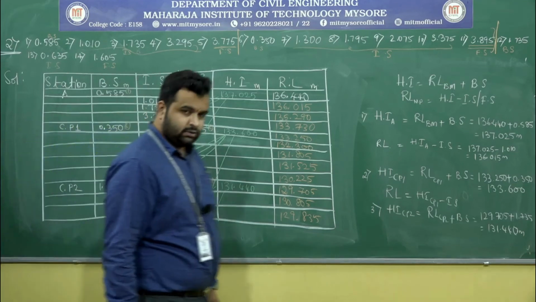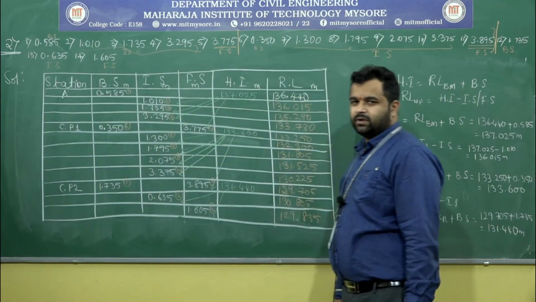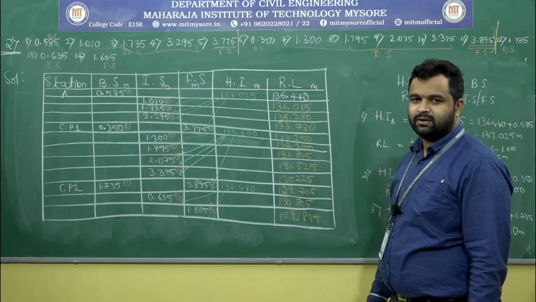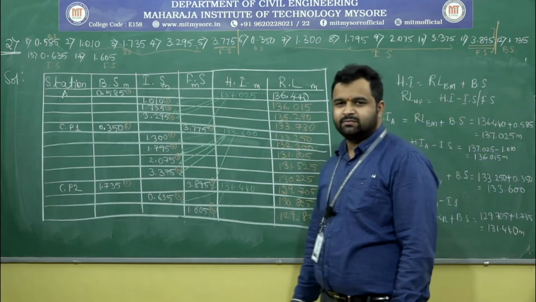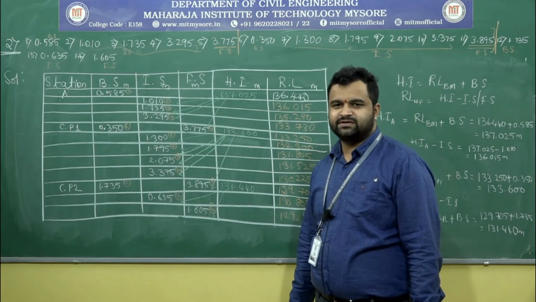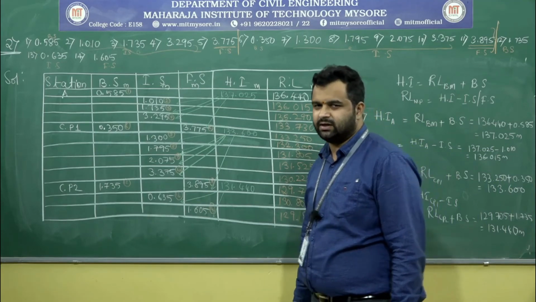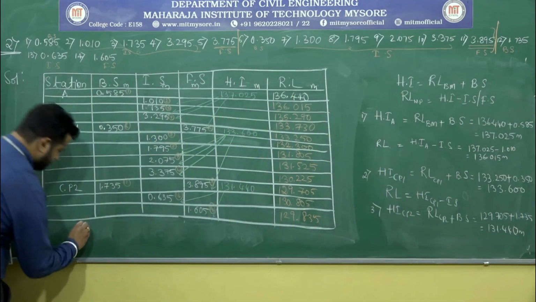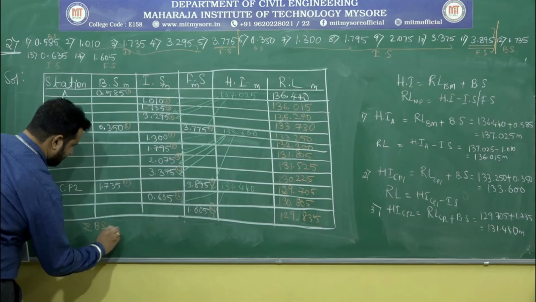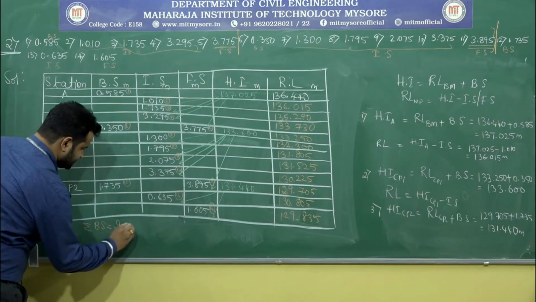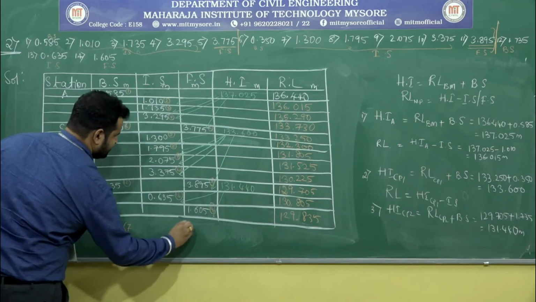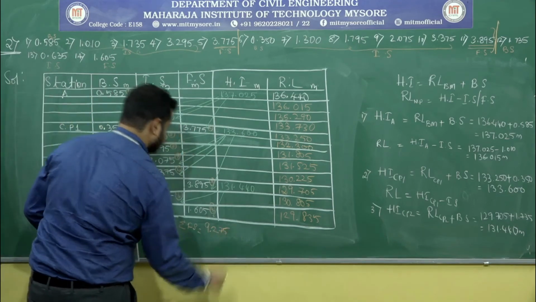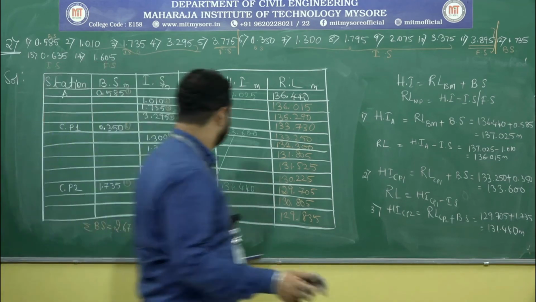Now we have to apply a check and see whether the obtained values are correct. What is the check available in the HI method? It is sigma BS minus sigma FS should be equal to last RL minus first RL. What is sigma BS? 2.67. Sigma FS is 9.275.